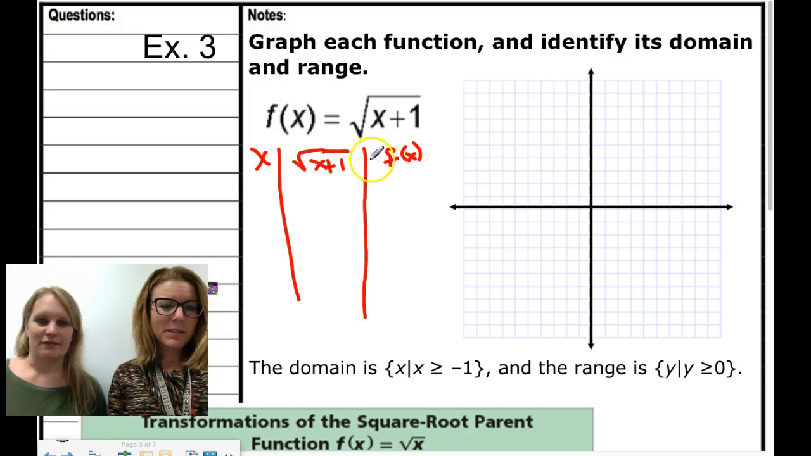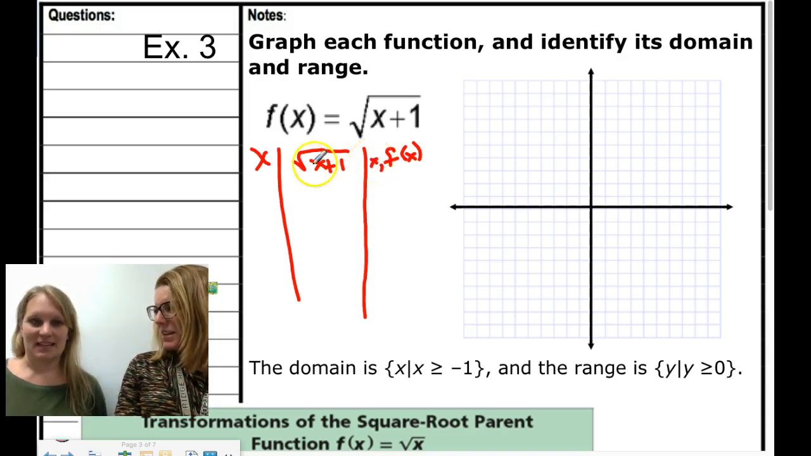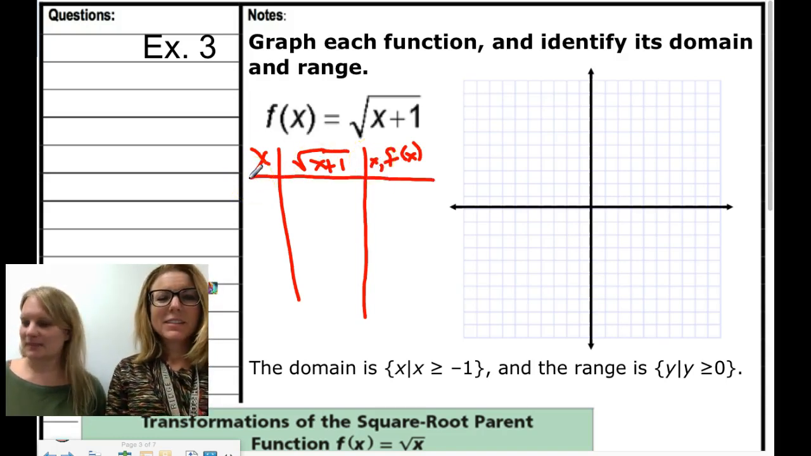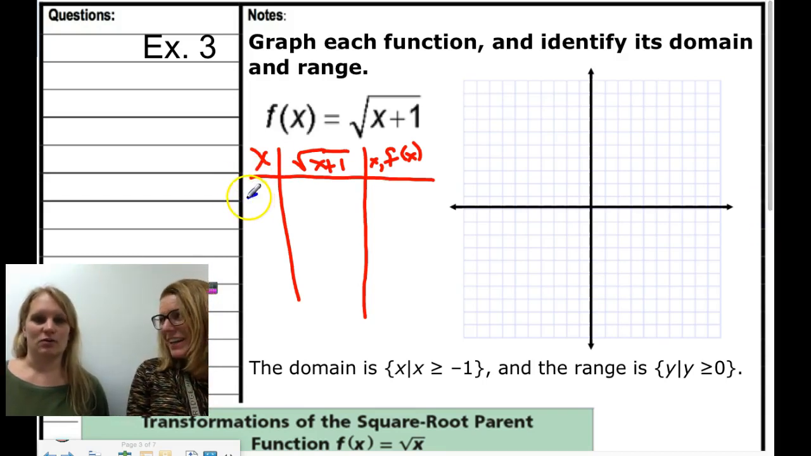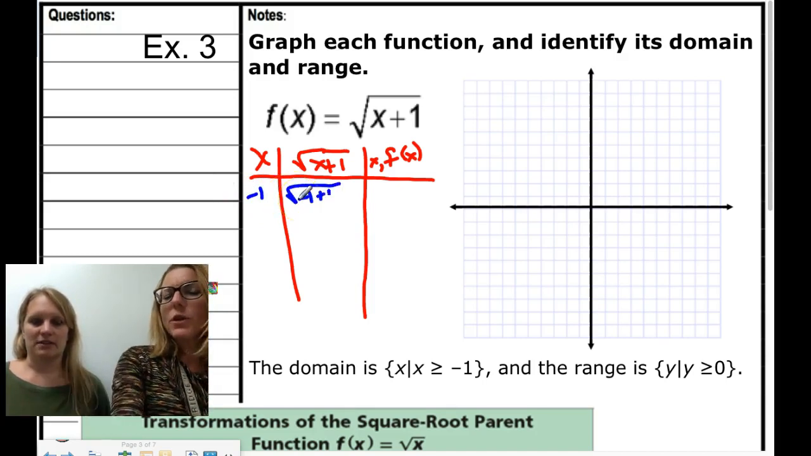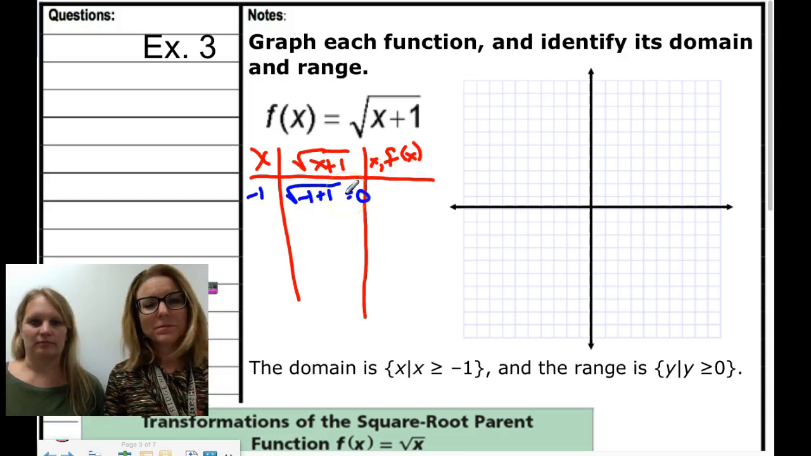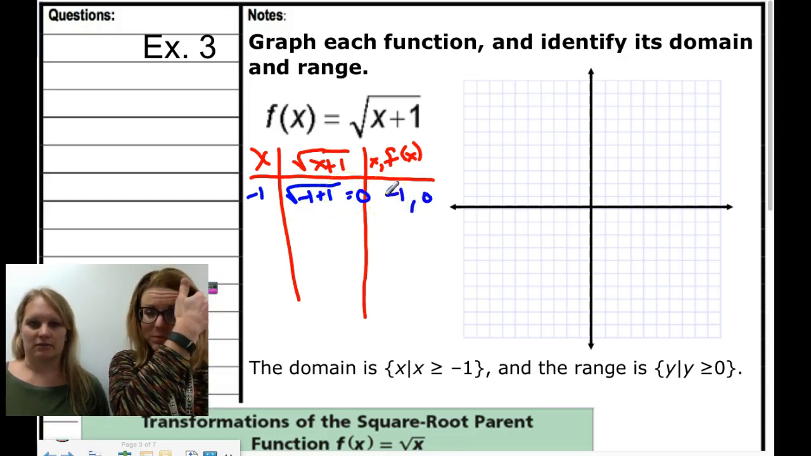The point is x comma f of x. So let's start with, what do you think we're going to start with? Negative 1, because I always start with the lowest x value I can use. Negative 1 plus 1 gives 0 under the radical, which generates 0. So we got negative 1, comma 0.